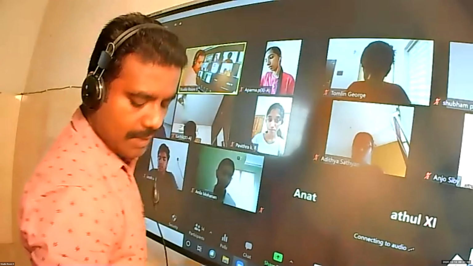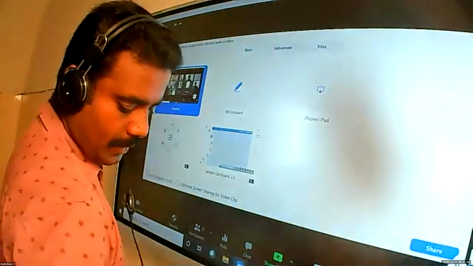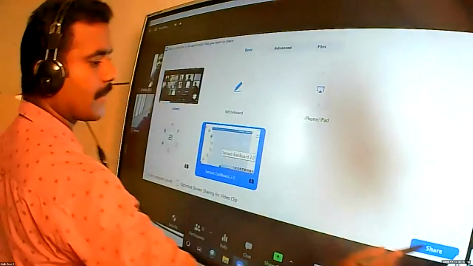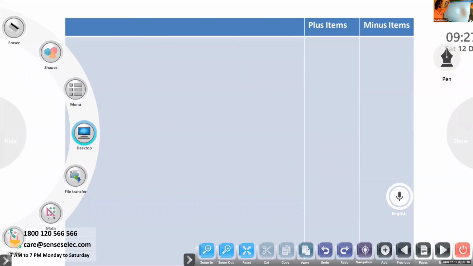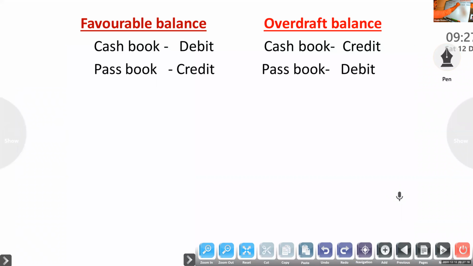So now we will do the problem. Question number 11. So now you have to write in your notebook overdraft balance. Now favorable balance is over. If it is cash book debit balance, passbook credit balance, that is deposit.